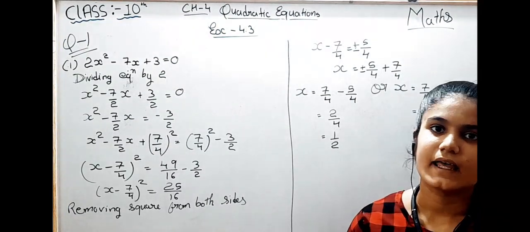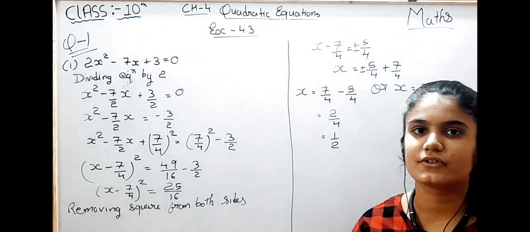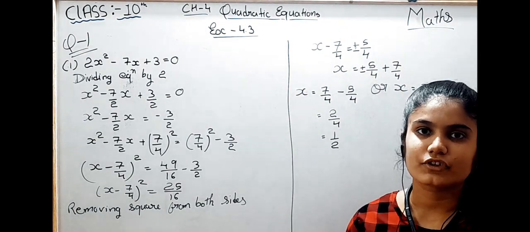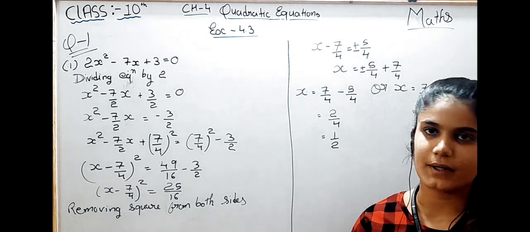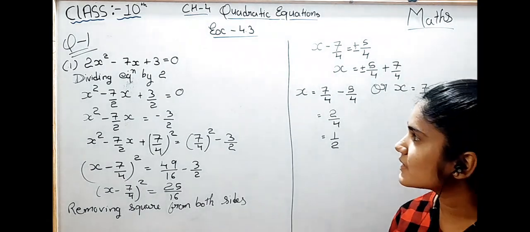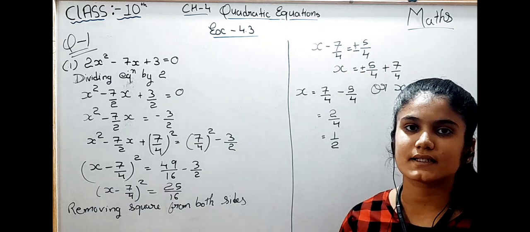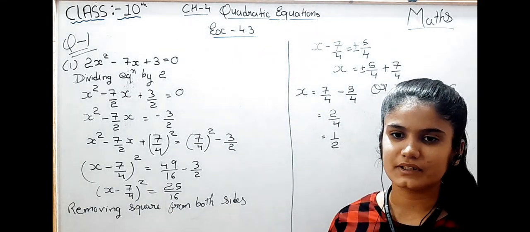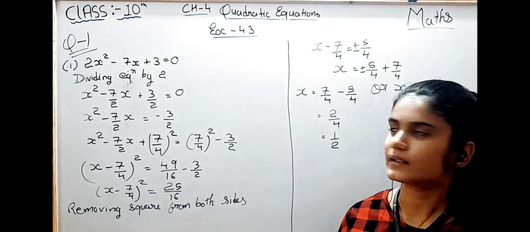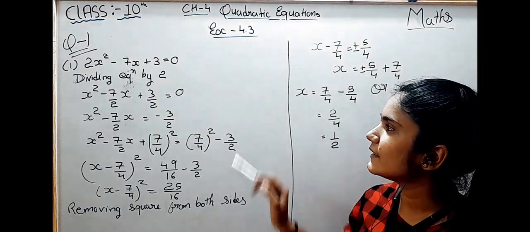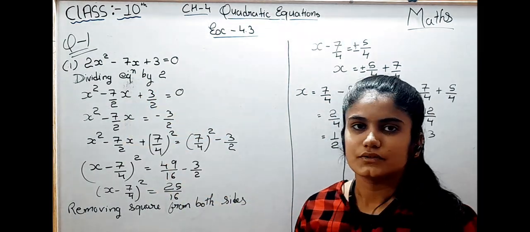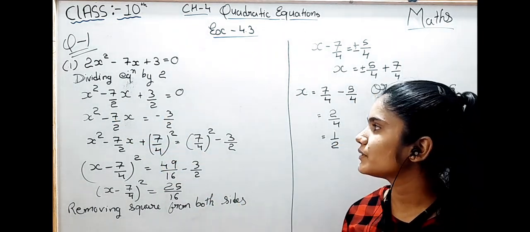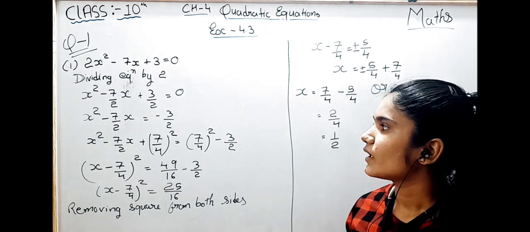Now we are starting exercise 4.3, question number 1. We have to find the roots of x of the given equation by the completing square method. The equation is 2x square minus 7x plus 3 is equal to 0. And for that we have to take it in the form of a square. So we will divide the equation by 2. So x square minus 7 by 2 x plus 3 by 2 is equal to 0.